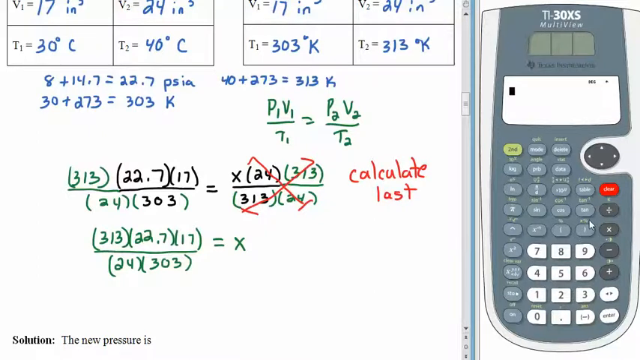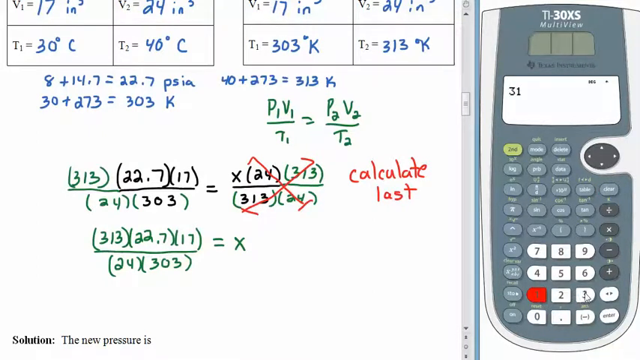Let's see what we have. 313 multiplied by 22.7 multiplied by 17. If you're like me, I like to stop at this spot just so I can see everything and press enter because now I've cleaned up the numerator. And then when you divide, divide in two pieces. Divide by 24, and then divide by 303. All right, and there we go.